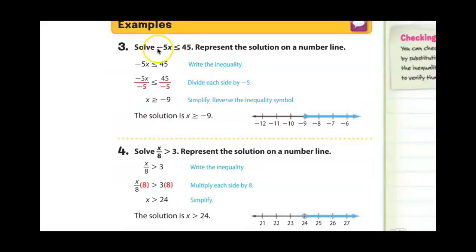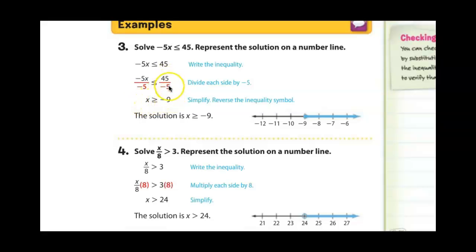All right, so we have negative 5 times x is less than or equal to 45. Represent the solution on the number line. So this is what we just talked about. In negative numbers, we have to be very careful with those. If you have negative 5x, you want to get rid of the negative 5. In order to get rid of the negative 5, we have to divide and do the inverse operation. If we divide both sides by negative 5, you have to switch the less than or equal to sign to a greater than or equal to sign. So we're going to get the x by itself, but now it's greater than or equal to.